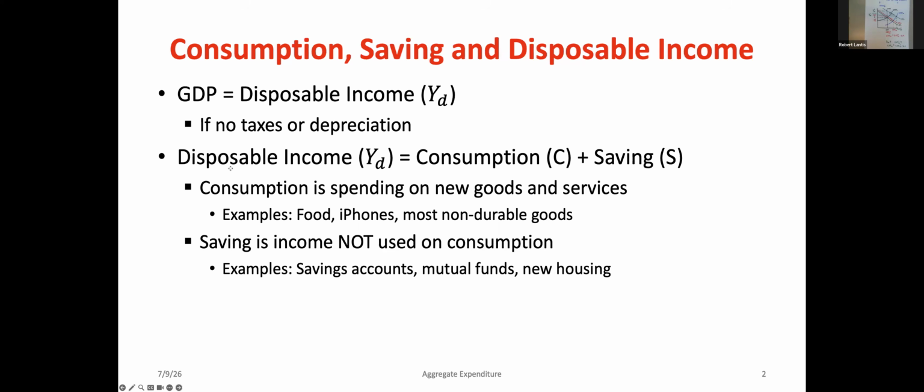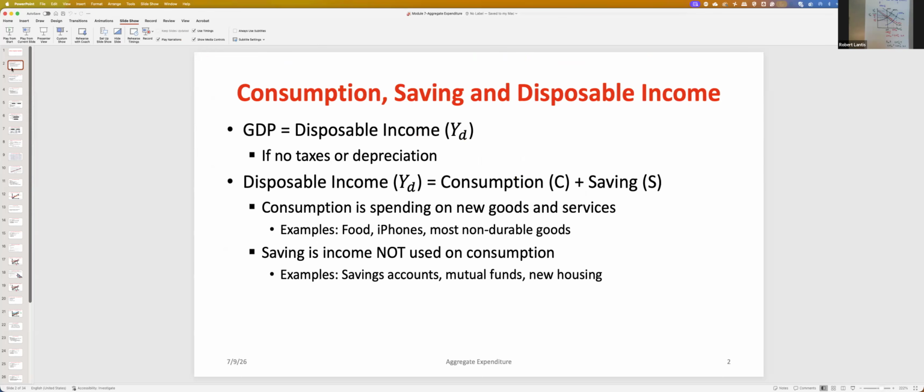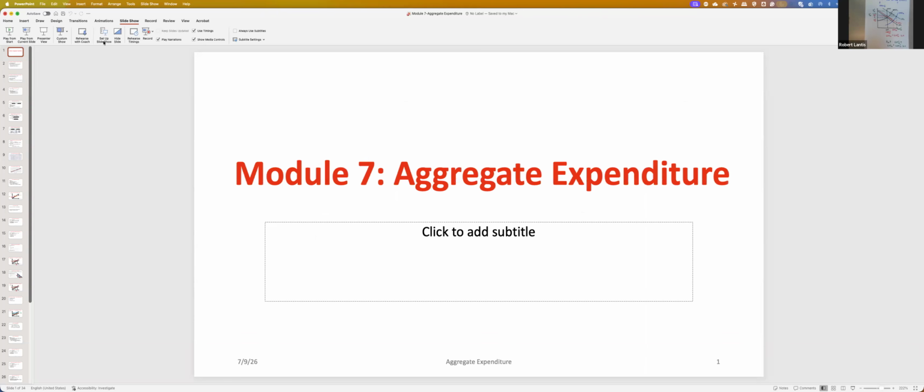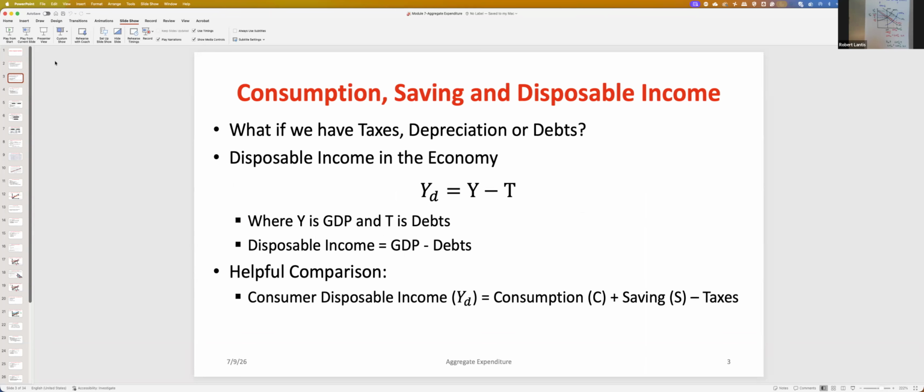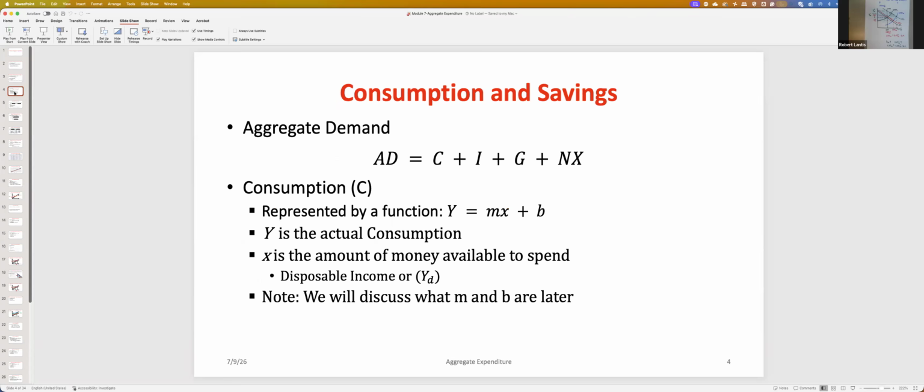Oh, what do I want to do here? So I have aggregate expenditures. What I want to do here is we're looking at module 7, so we're looking at aggregate expenditures. We talked through this. Oh, I want to add something here that I think will help. So let's go through some examples. I've got my module 7 stuff here.